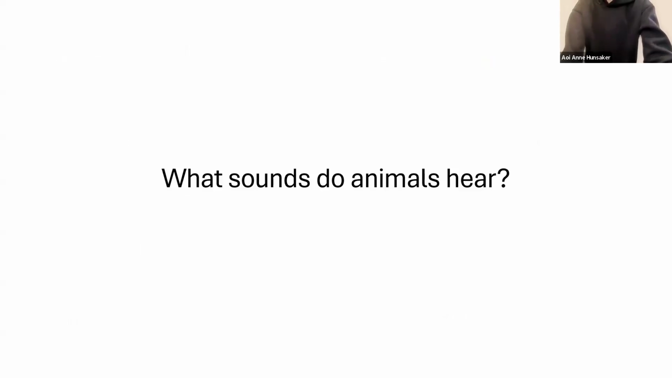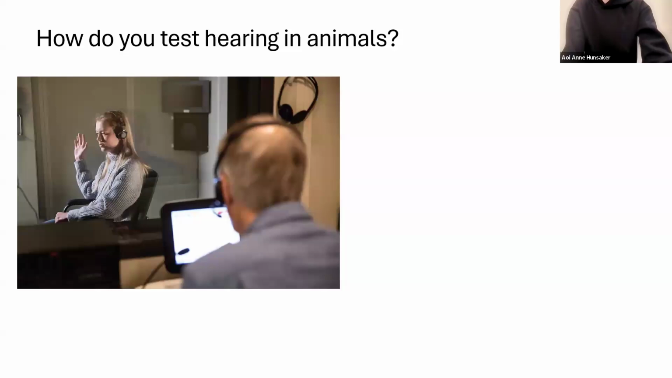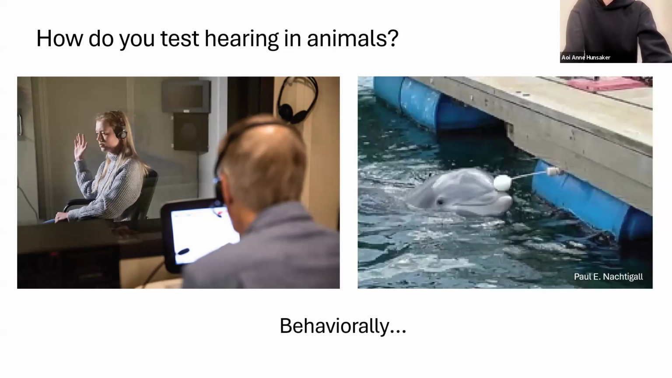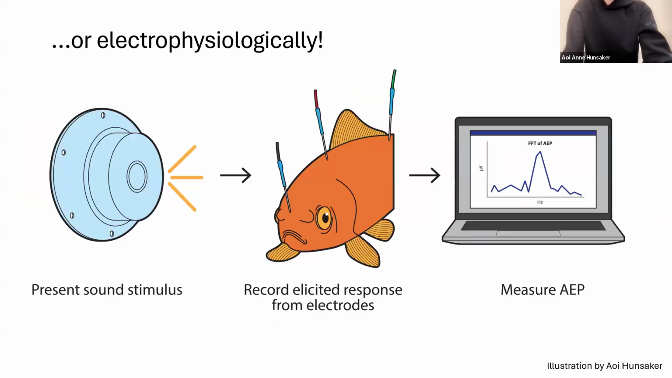So one of the main questions I ask in my research is, what sounds do animals hear? And the way we try to answer this question is by conducting hearing tests. But how do you test hearing in animals? Well, in the human animal, we ask them to raise their hand when they hear the beep, and you can do similar tests with other animals as well. Like here, this dolphin has been trained to nudge its snout on this ball hanging on the side of a dock whenever it detects a sound.